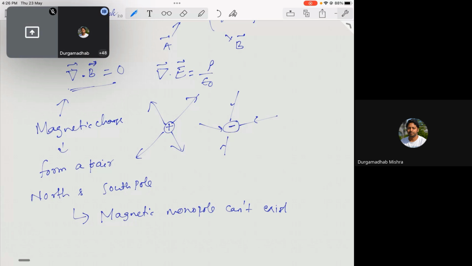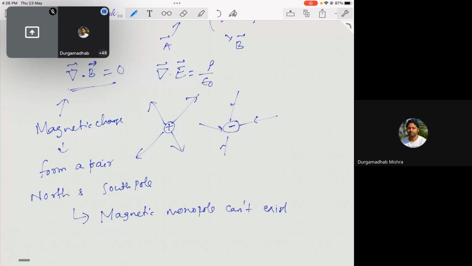So this is what normally you know. If I take, for example, a bar magnet and I break it up, I cannot really isolate the north and south pole. They have to exist together. So if I break it, a north or south pole will appear immediately.